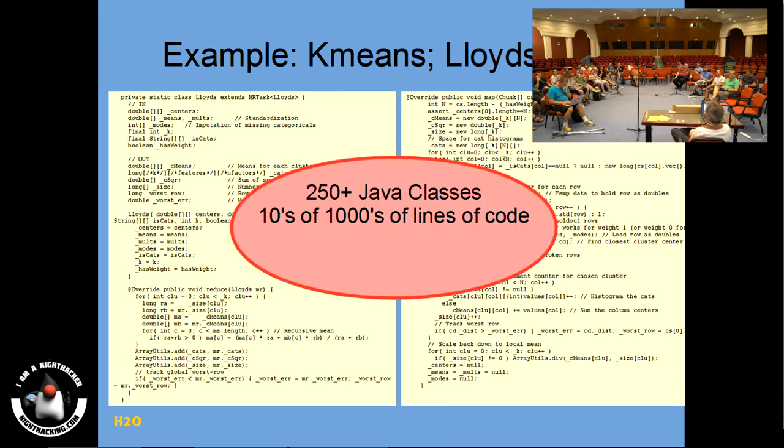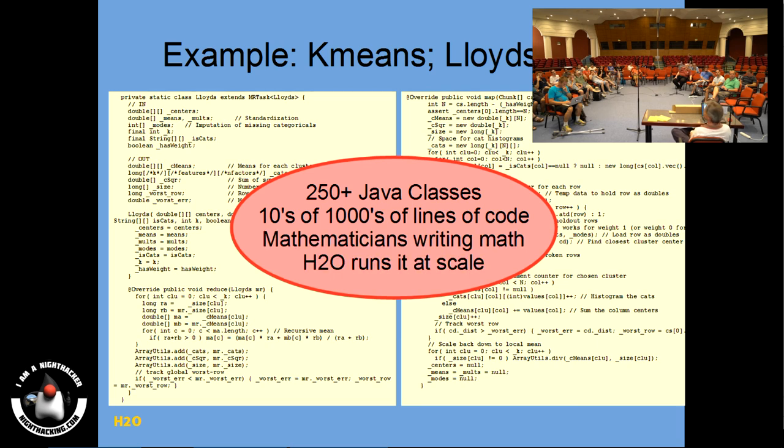Well, what really goes on here is that H2O, a machine learning platform, has more than 250 Java classes doing this MapReduce thing, tens of thousands of lines of code, and it's all been written by mathematicians, not by systems engineers, not by Java developers, literally by people who have never written a line of Java code in their life. They pick it up and figure out how to make it go, and they write math and I make it run fast. So there's something to be said for the coding paradigm I have here.